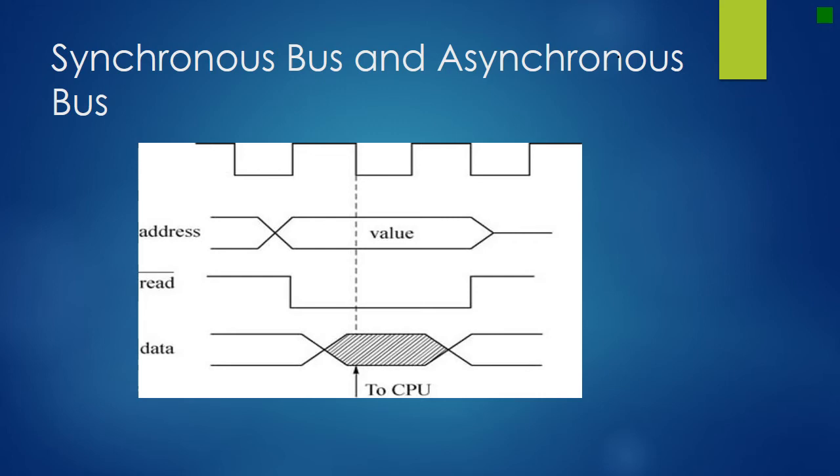DMA uses a synchronous method to transfer data once the initial negotiation process has succeeded. A block of data will be transferred between the device and memory, synchronized by a common clock.